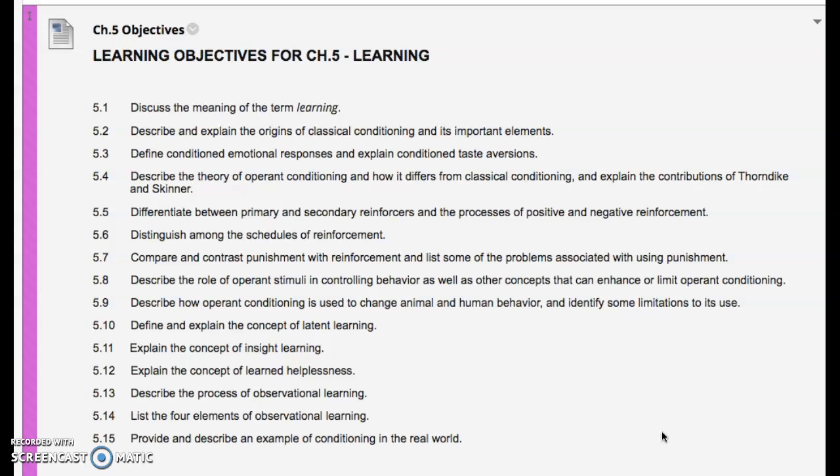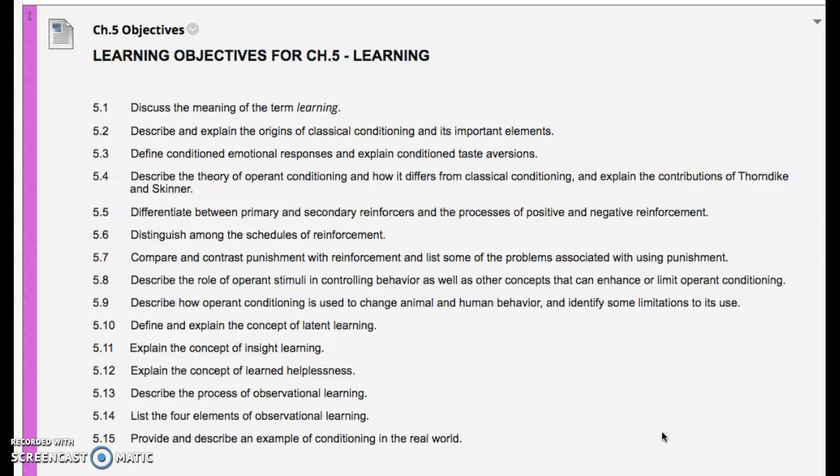What are primary reinforcers? What are secondary reinforcers? And what do we mean by positive and negative reinforcement? There's just different types of reinforcement that we can give, and the effect is different based on what we give. And there are different schedules of reinforcement.